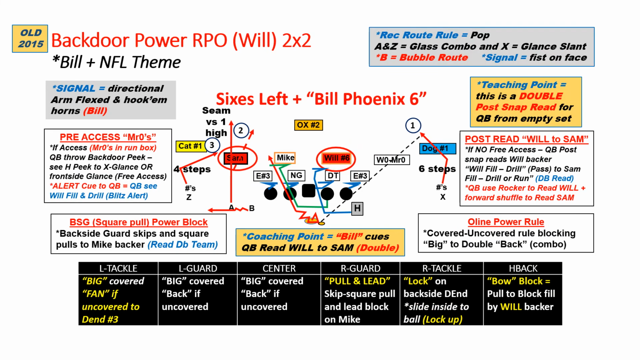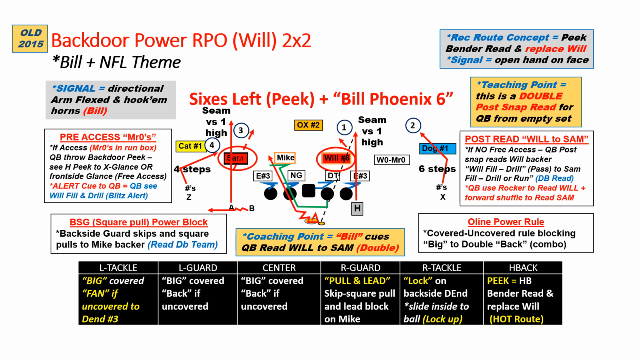With inside backdoor RPOs, quarterback again uses his drop step rocker, keeping his shoulders square, drop stepping with his throwing arm foot. In this diagram, it would be his right foot. This becomes now a double post-snap read. We're going to read the will backer on the drop step. He fills, we'll drill the X on the glance. If he sits, then we'll start our forward run shuffle, reading the Sam backer now as we always do with power. Again, he fills, we'll drill, he sits, quarterback runs right up following the guard.